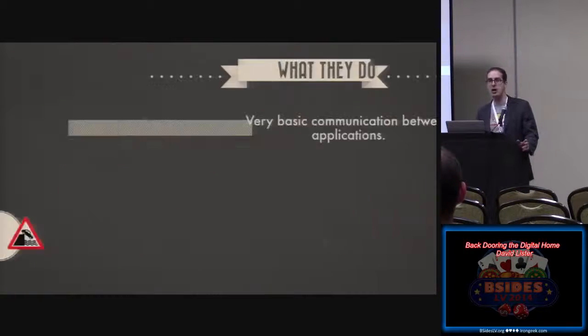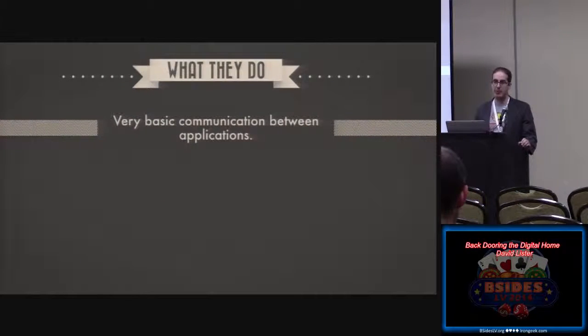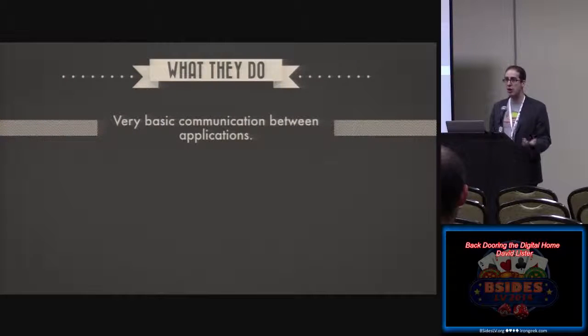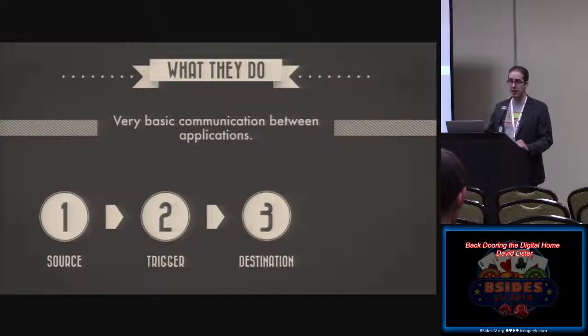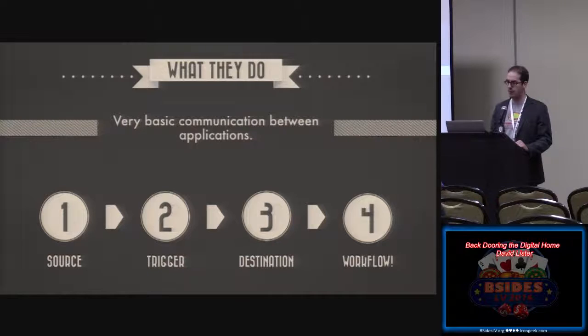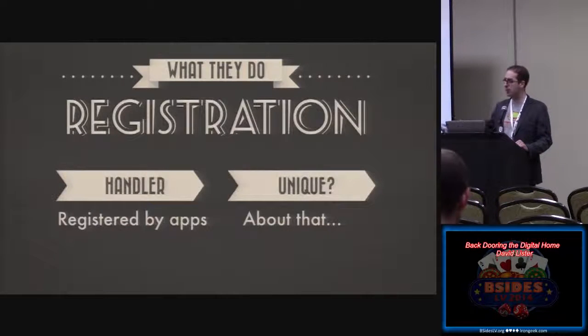So what they do is implement very basic communication between applications. So you have a source application, you have a trigger. A trigger could be a user clicking a button that says, send this to my to-do list, or send this to my notes. You got a destination app that receives the data, handles it, and that just enabled a workflow. So how does the source application know what the destination application is?